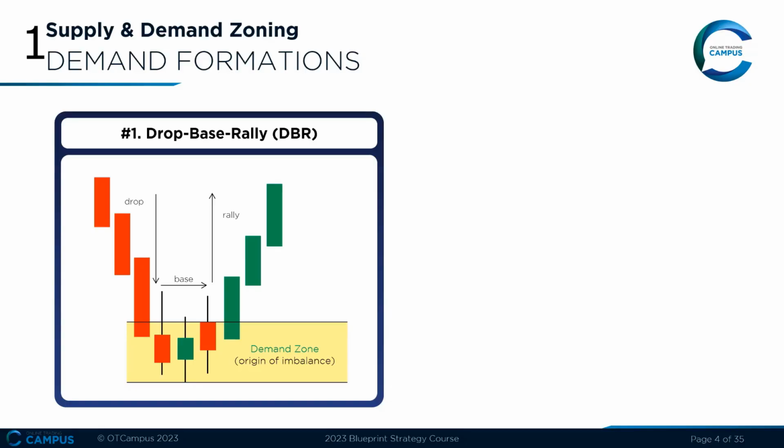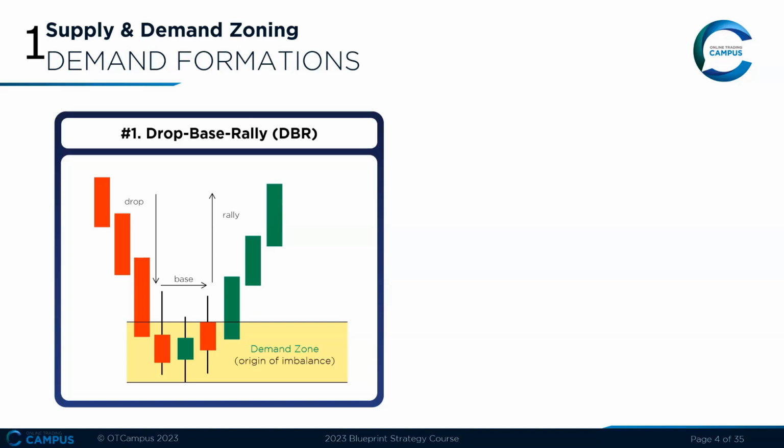And it looks like visually, just like the name suggests, what you can see is a drop in price in the form of red candles. Then you see price basing in the form of any color of the candles. And then from a basing state, or from a balanced state, you see that price is rallying higher in the form of green candles. What we'll be able to find within the base, where price was balanced before, is the origin of imbalance.